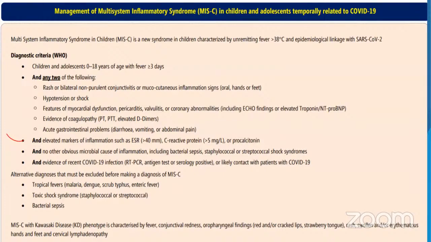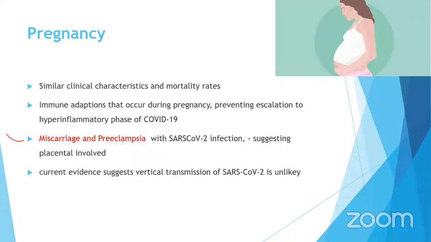How are pregnant people affected by SARS-CoV-2 infection? Fortunately, pregnant people are affected the same as non-pregnant people in the reproductive age group. There is less mortality, because the immune adaptations occurring during pregnancy prevent the development of hyperinflammatory states in COVID-19 infection.